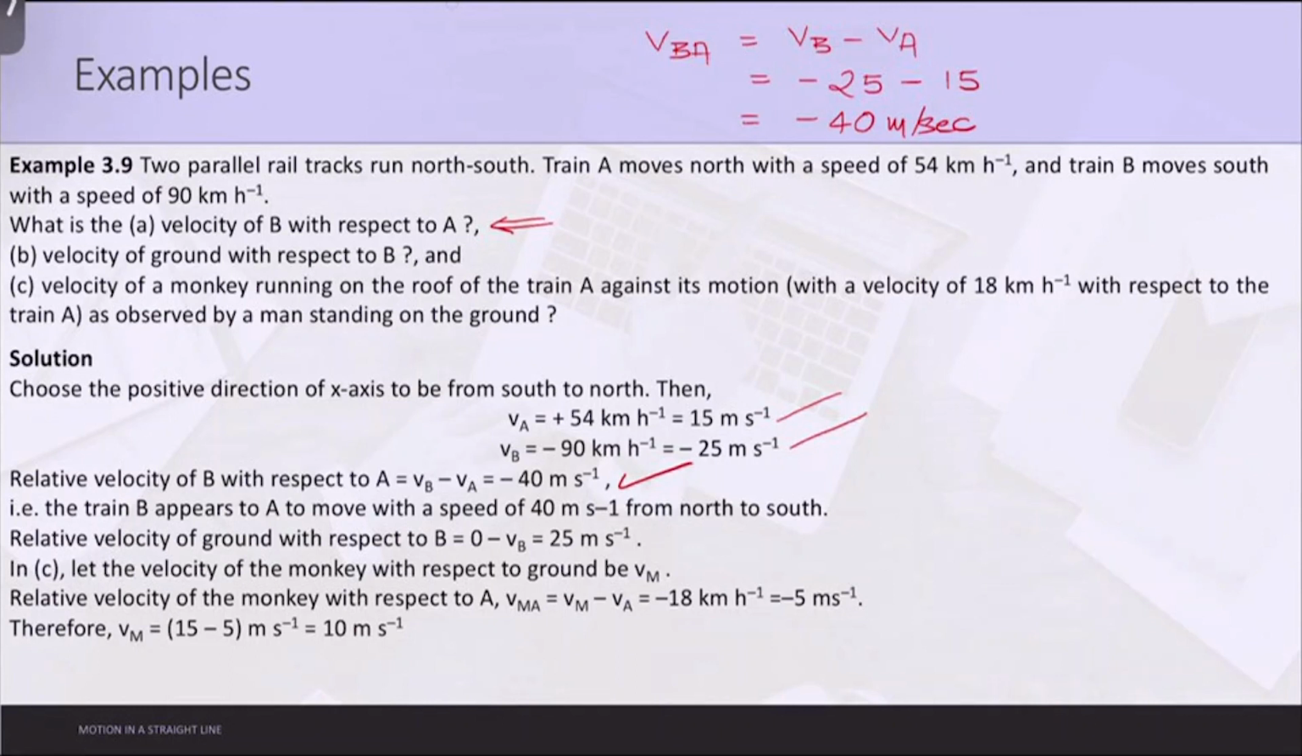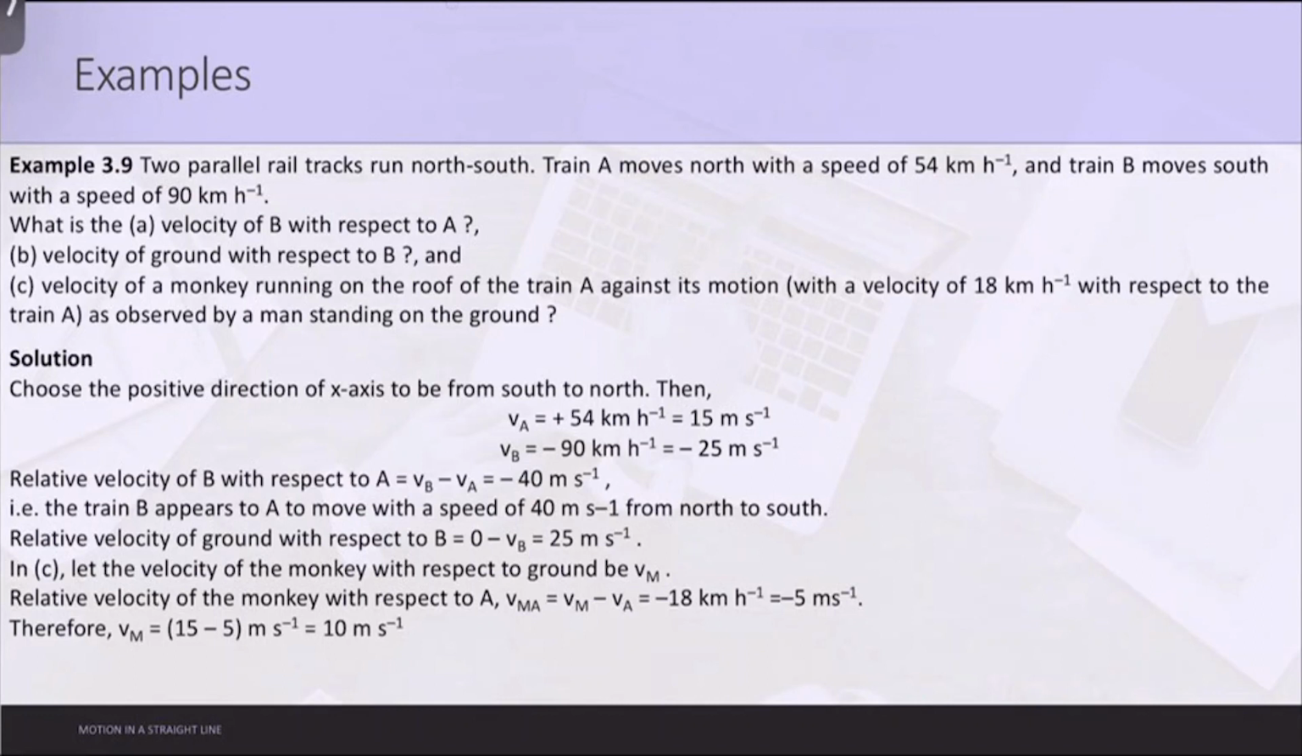So this negative direction, what does it say? That it is moving north to south with a speed of 40 meter per second. Even though its original speed is 25 only, when viewed from inside the train, if you are inside the train, then it would appear as moving with 40 meter per second. Okay, let us move on to the second question now.